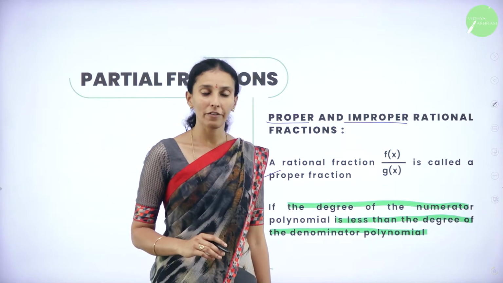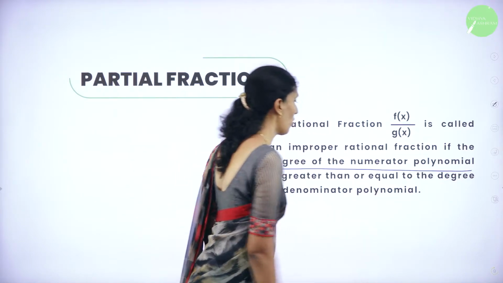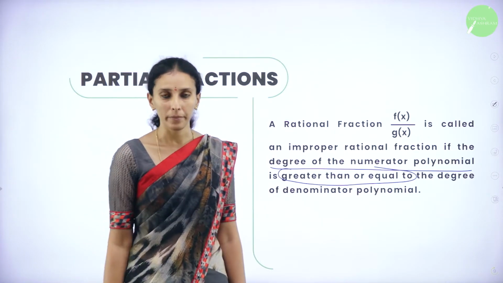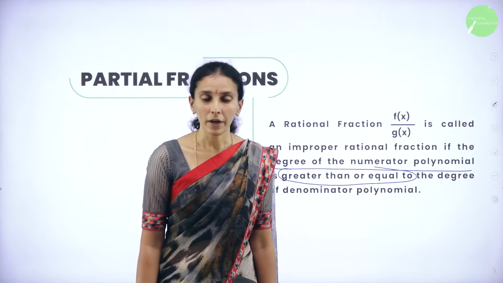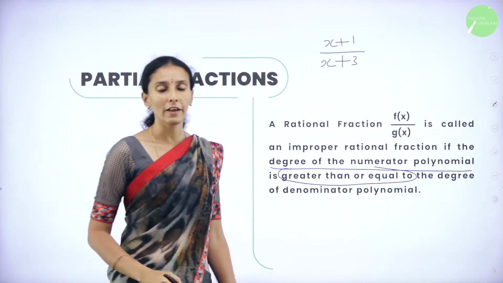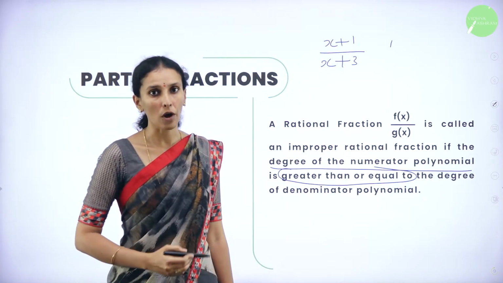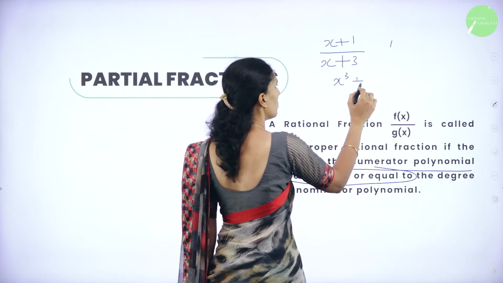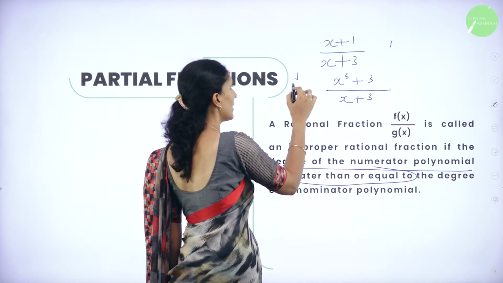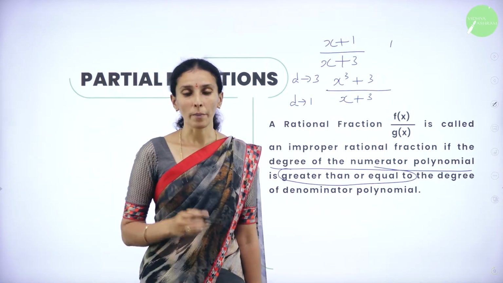Then what do we mean by an improper rational fraction? Vice versa. If the degree of the numerator polynomial is greater than or equal to the degree of the denominator polynomial, then we say that it is an improper fraction. For example, I can write x plus 1 divided by x plus 3. Here both f of x and g of x have the same degree, that is 1. Therefore, this is an example of an improper fraction. One more I can take: x cube plus 3 divided by x plus 3. Here the degree is 1, here the degree is 3. So the degree of the numerator is greater than the degree of the denominator. So this is also an example of an improper rational fraction.